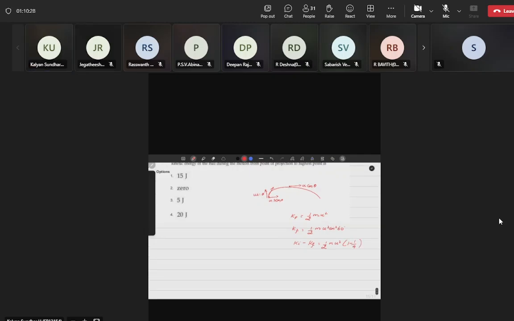Correct? So this will be half into mass. How much is it, sir? 100 gram, so 0.1. Then u square is 400 into 3 by 4. So the answer will be 15 joule. That is the right answer. First one.